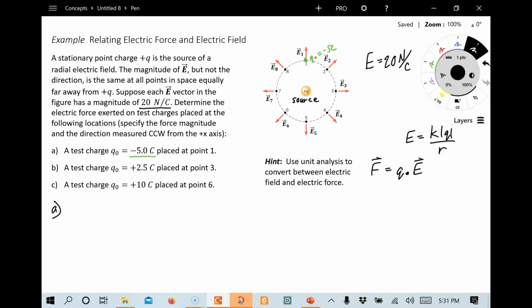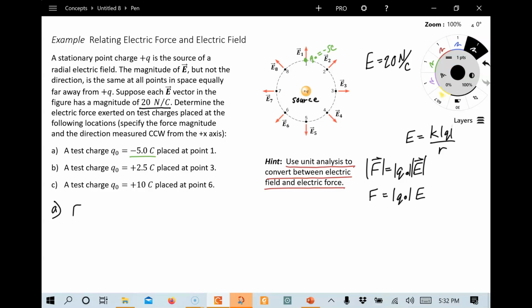If I only want to know the magnitude, I can take the absolute value of both sides of this equation and rewrite it like this. The magnitude of the force is just equal to the magnitude of the charge times the magnitude of the field. Now, there's a little hint here. It says use unit analysis to do this conversion between electric field and electric force. Well, let's go ahead and use that equation. We'll see that's exactly what it is.